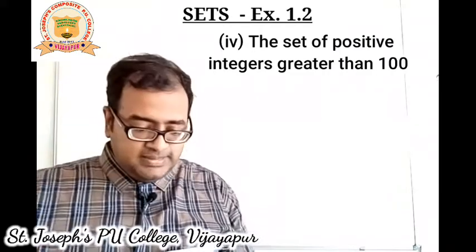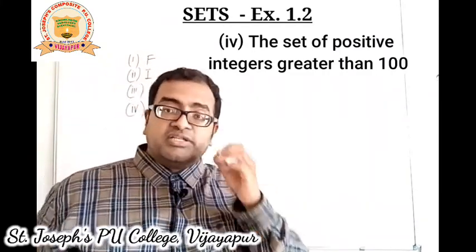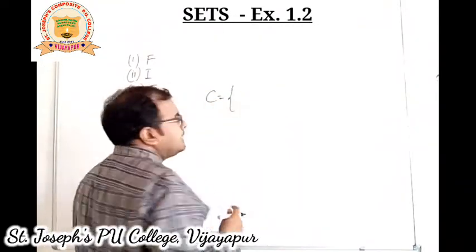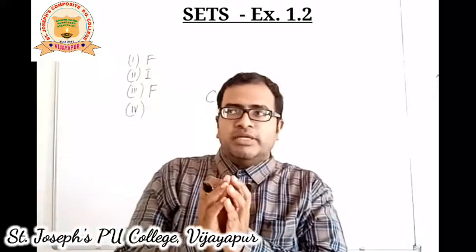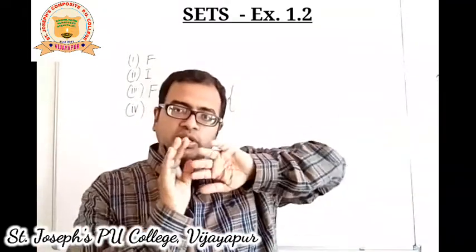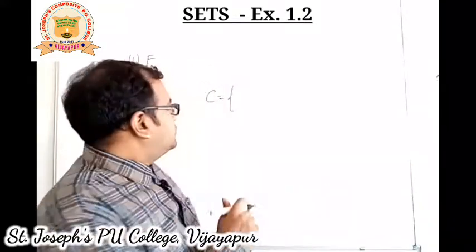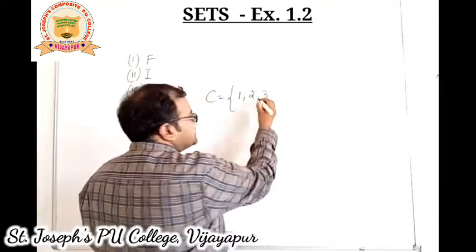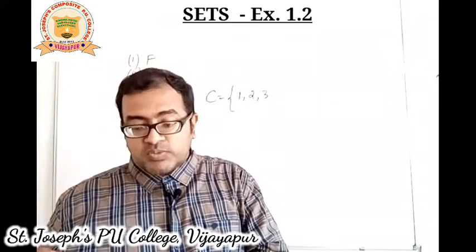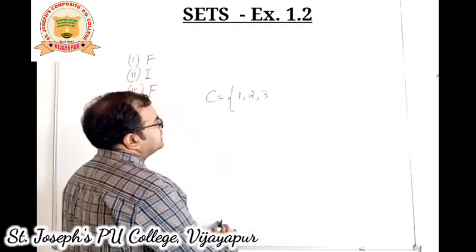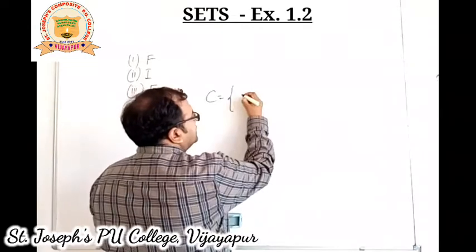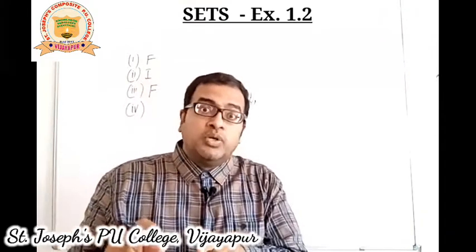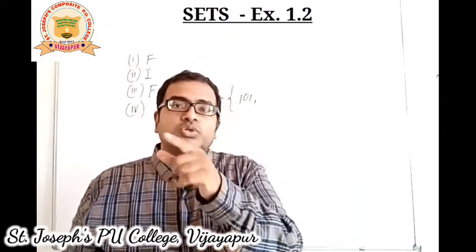The fourth sub question says the set of positive integers greater than 100. Let me call it set C, equal to positive integers. Integers, you know, have 0 in the middle, negative on one side, positive on the other side. We are only taking the positive. So only positive means 1, again counting numbers, 1, 2, 3 like that. These are the positive numbers, but they are asking for positive numbers which are greater than 100. So we don't need these smaller numbers. We will start with 101. This is strictly greater than 100, right? They have not asked greater than or equal to. If they had written greater than or equal to, you should have started with 100.